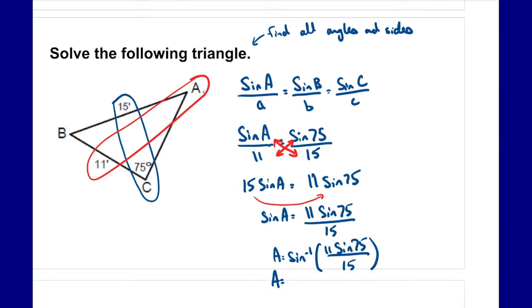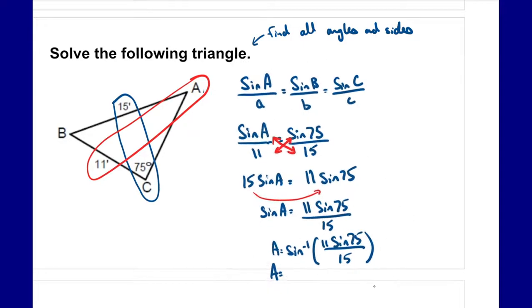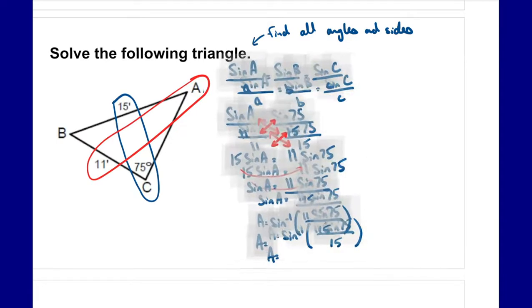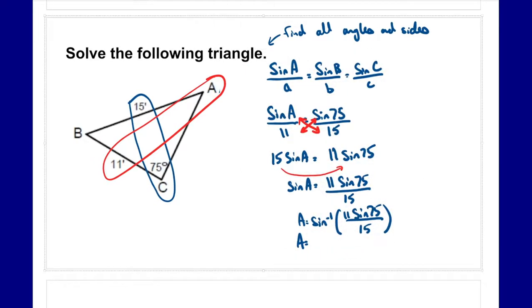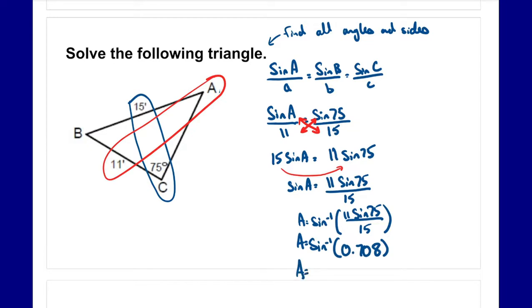We should get, actually let me just make this a little bit smaller so I can fit everything here. We should get sine^-1, or the inverse of sine, and 11 sine 75 divided by 15 should work out to roughly 0.708. So make sure you are getting that number, just make sure your calculations are good. Then when we do the inverse sine of that answer, we should get an angle of 45 degrees, or 45.1.